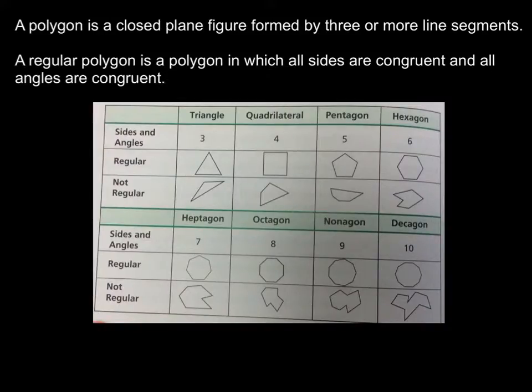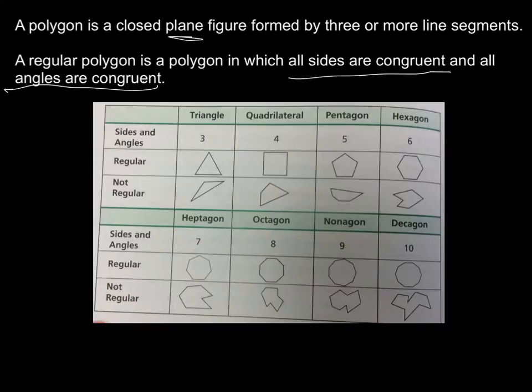A polygon is a closed plane figure. Now this is plane like it's on one plane, not like plane as in a plain sandwich or plain bread. It's a plane figure formed by 3 or more line segments. A regular polygon is a polygon in which all sides are congruent. So we need to know the difference between a polygon and a regular polygon. And all angles are congruent. So all sides and angles are congruent in a regular polygon.